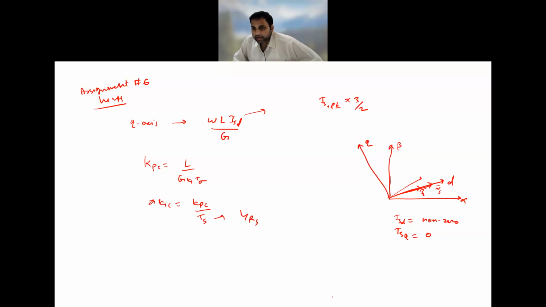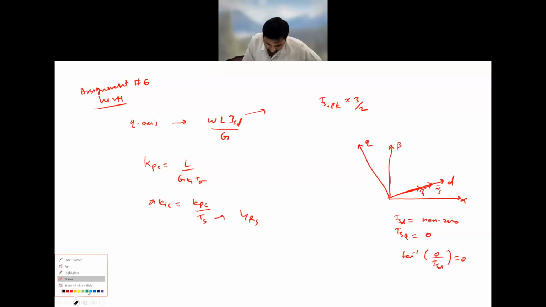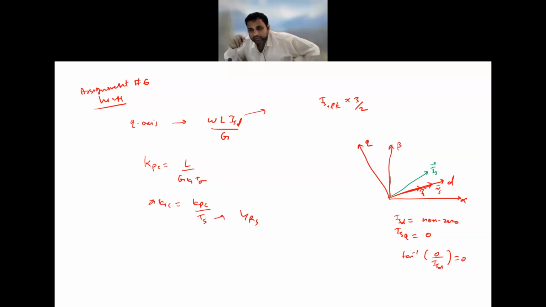So what is the angle between them? The angle between the Vs phasor and the Is phasor is tan inverse of 0 by ISD, which is equal to 0. That is what we will get. Now assume a case where your Is phasor is somewhere around here, not unity. What does it indicate when the Is space vector is here? What does it indicate?